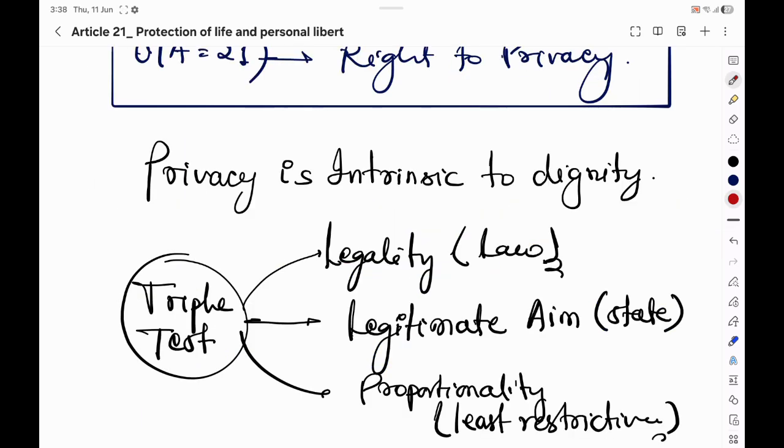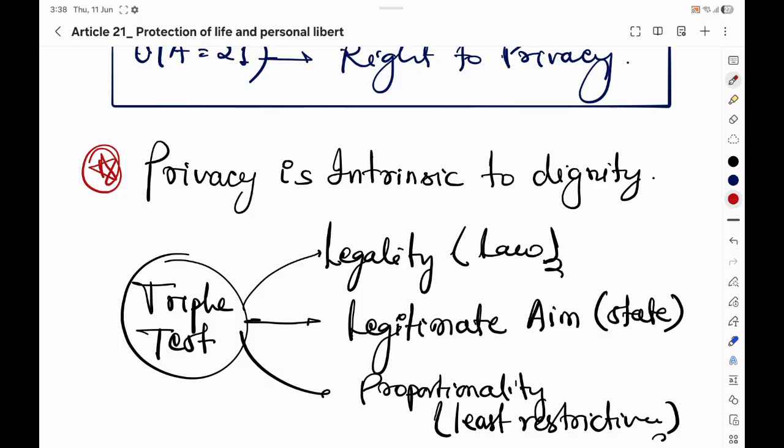Okay, and right to privacy includes bodily privacy, that is the protection of body, reproductive choice, and information privacy, that is the personal data, financial information, and decisional privacy like the marriage choice, sexual orientation, faith and belief. Okay, and it was said that privacy is intrinsic to dignity, that is without privacy individual dignity and freedom cannot be fully protected, but the privacy is not absolute.